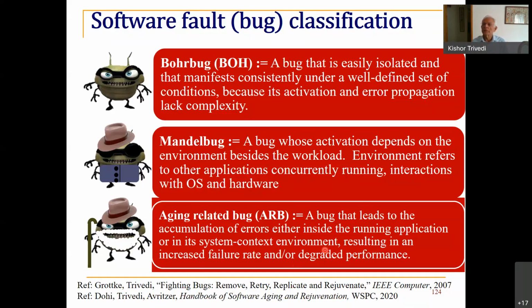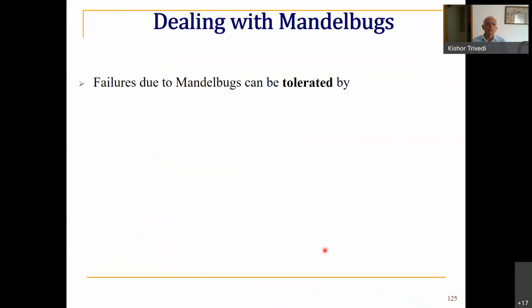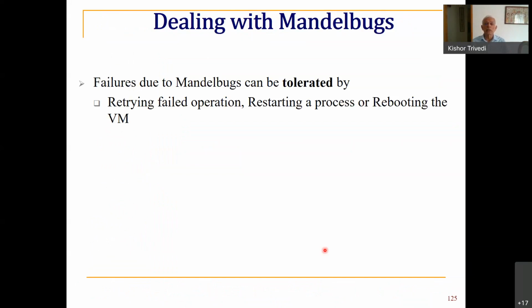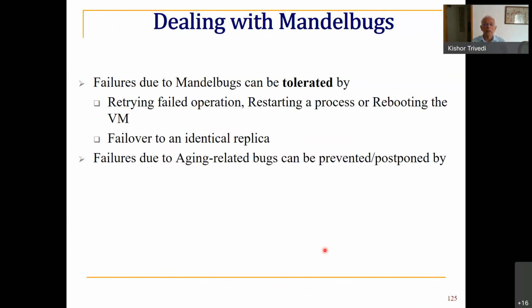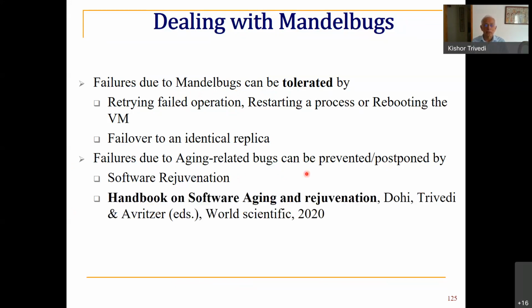software aging. So dealing with Mendel bugs, failures due to Mendel bugs can be tolerated by retrying the failed operation, restarting a process, or rebooting the virtual machine, or failover to an identical replica, because the environment has changed enough so that the same bug may not be excited by the same workload. And failures due to aging-related bugs can be prevented or postponed by software rejuvenation, which is a preventive maintenance technique, which is detailed in the handbook on software aging and rejuvenation.